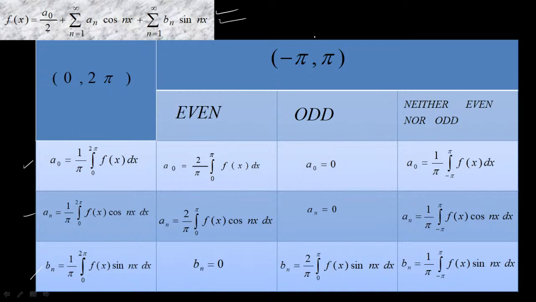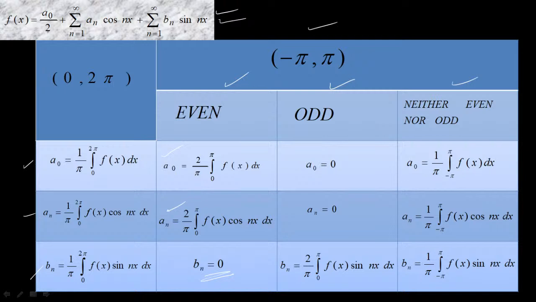If it is in minus pi to pi, we have three categories: even, odd, and neither even nor odd. If it is even, we calculate only a naught and a n, that's enough. No need to calculate the value of bn. This I am going to explain when we discuss the concepts under minus pi to pi, why this happens. I will explain that in detail.